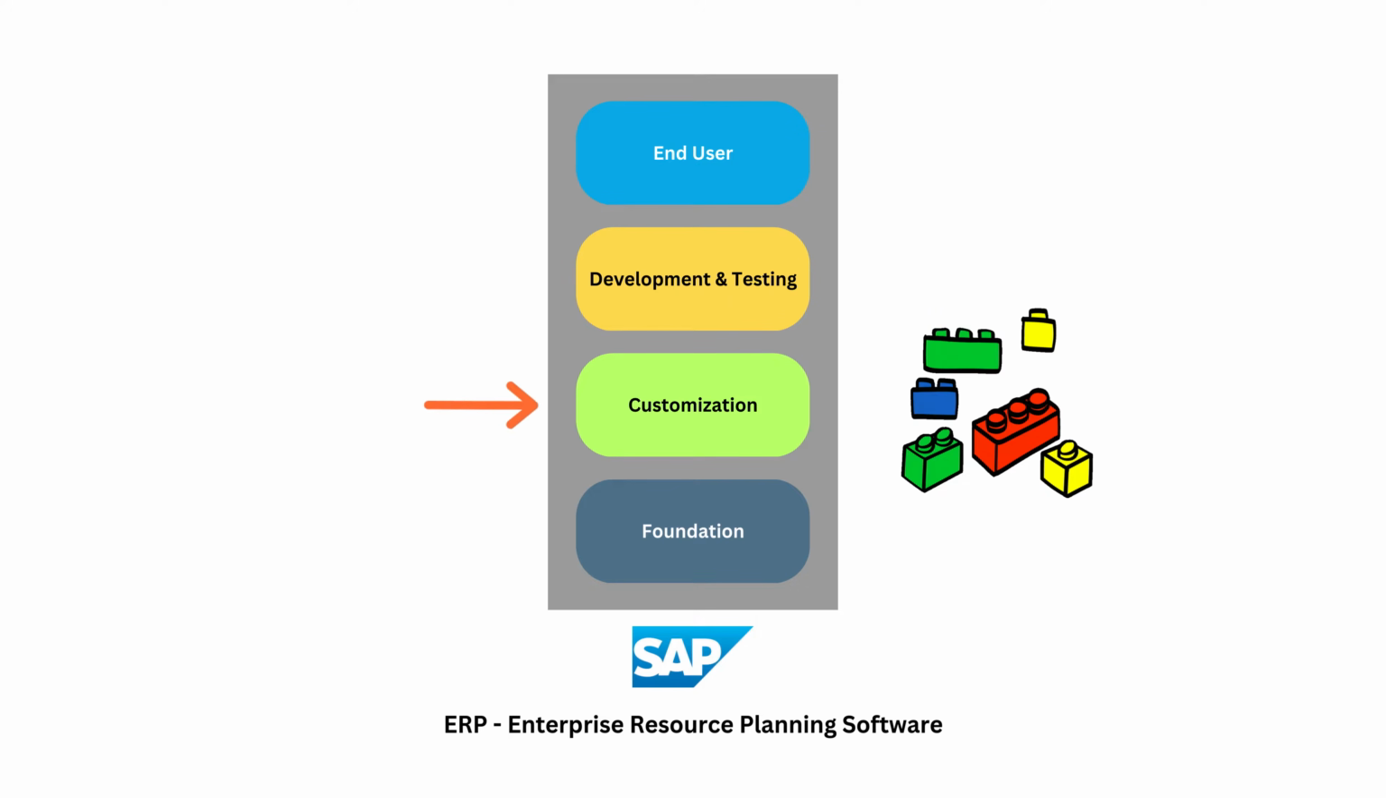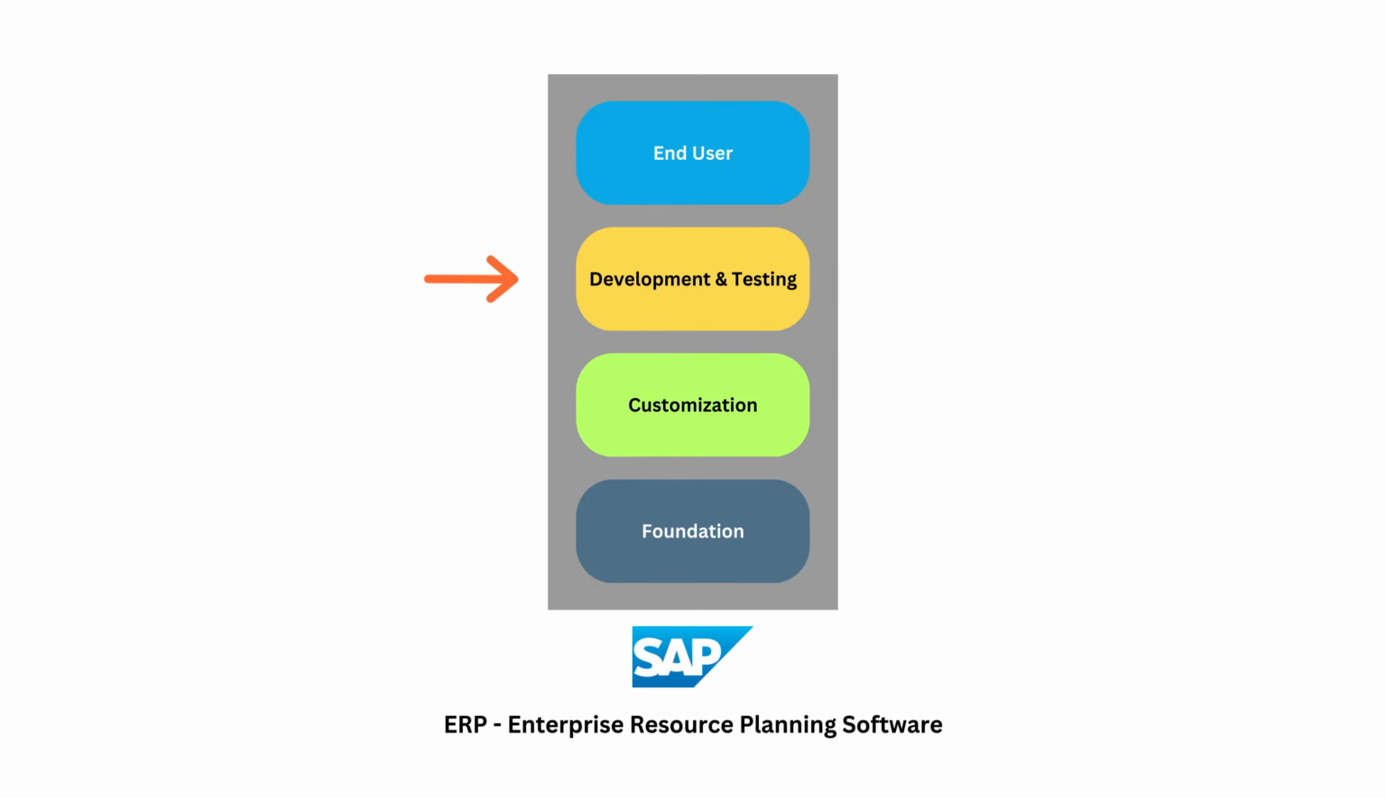Once the system is up and running and customized, the third activity is development and testing. This is where a bunch of developers and testers create your own custom programs, reports, and all the custom objects for you to use to run your business. So this is the third activity.